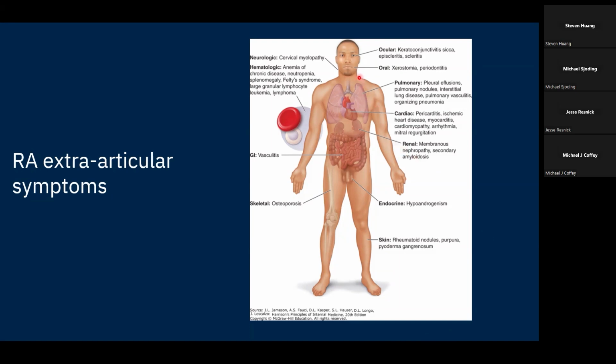Obviously, we're here talking about the lungs, so we can see a wide variety of lung disease, including effusions, rheumatoid nodules in the lungs, which can be difficult and look a lot like malignancy in some patients and sometimes need to be biopsied. Interstitial lung disease, and then vasculitis as well, though that's less common in rheumatoid arthritis.